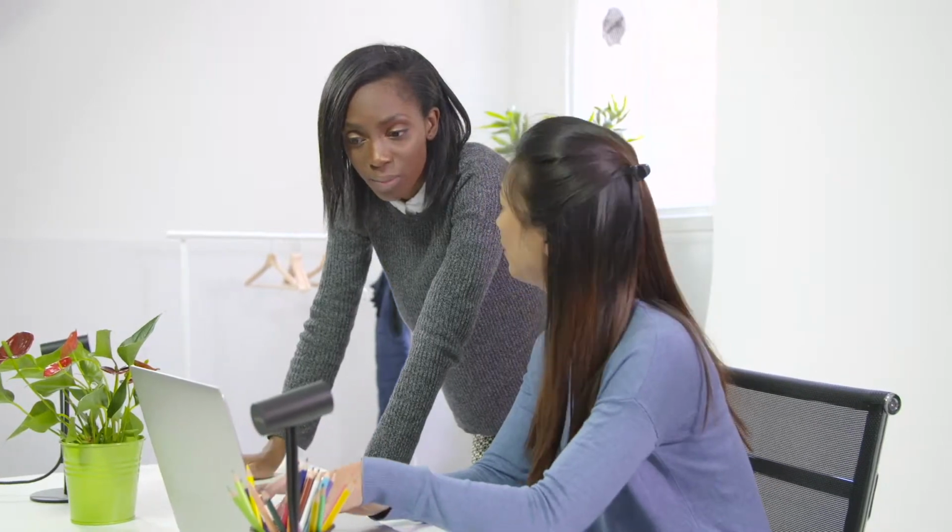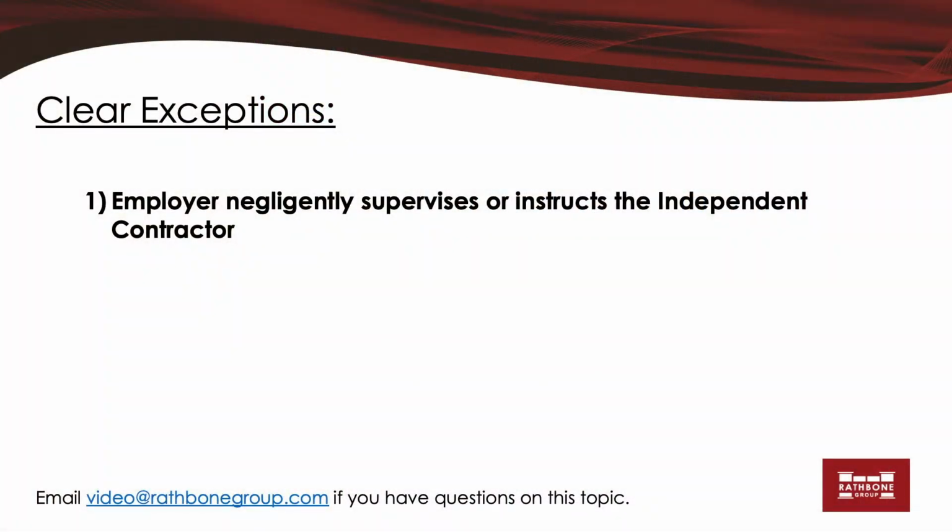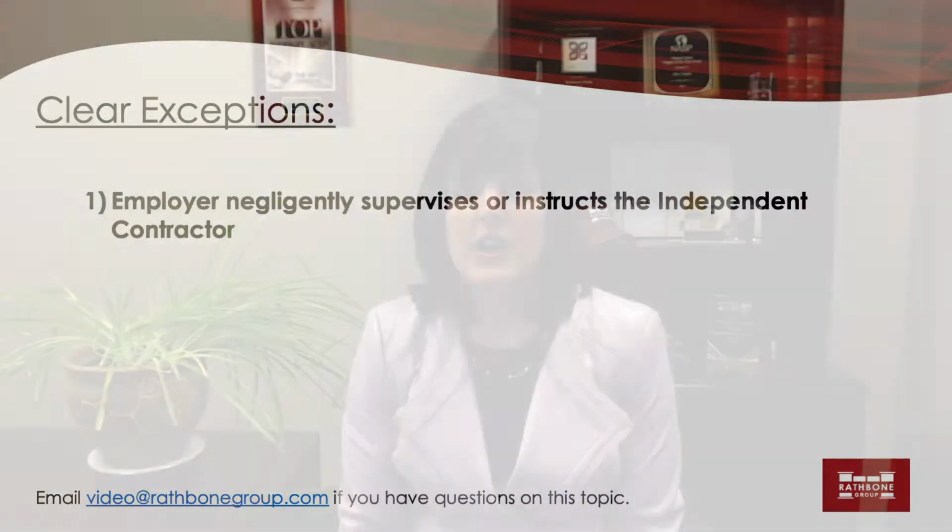However, there are so many circumstances where the employer claims that the employee is really an independent contractor when they're really an employee. There are some clear exceptions to the independent contractor doctrine where the employer can be held liable. One of those is when the employer negligently supervises or instructs the contractor. An example of that would be a failure to inspect the work after completion. In those circumstances, the employer can still be held directly liable for the damage that occurs by the contractor.